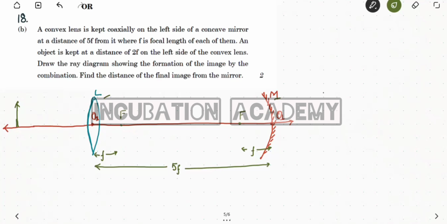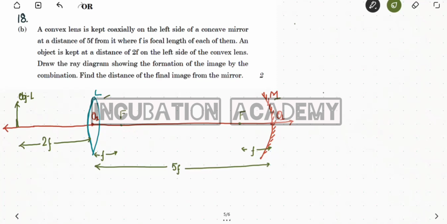An object is kept at a distance 2f on the left side of the convex lens. Here is the object I have placed, and this is the object for the lens. Let us say this is object 1. If it is placed at a distance 2f from the lens, then logically the image will also be obtained at 2f, inverted and equal in size. But if you are not satisfied, then I am doing this problem.